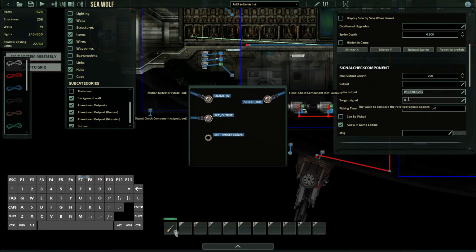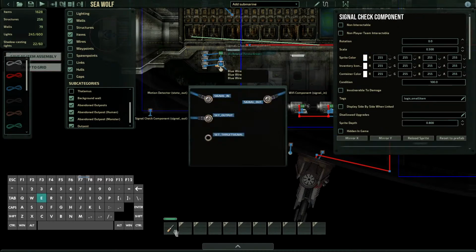But that's only when the target signal is false, right? So when the motion sensor in the middle detects something, it outputs a 1, which arrives in the signal input of the signal check block. It's compared to the target signal, which is a 0. Therefore, the false condition is met, and this signal is sent, which is amber. That signal is sent into this signal block down here. That arrives down here at the set output.